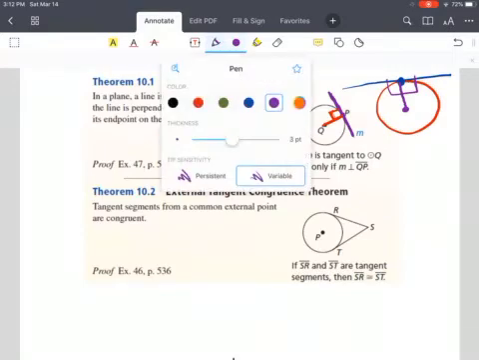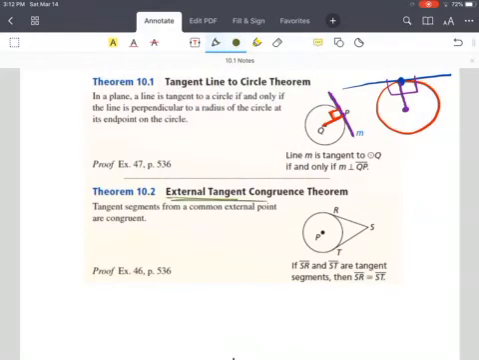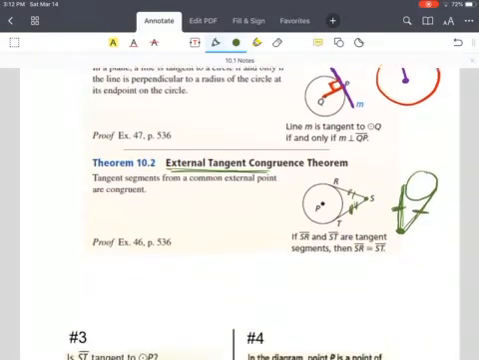And then the second one is dealing with the external tangent from the same external point, which is sometimes referenced as the ice cream cone theorem. So this is our external point. We have tangents, external tangents on both sides. So those two segments must be congruent to each other.